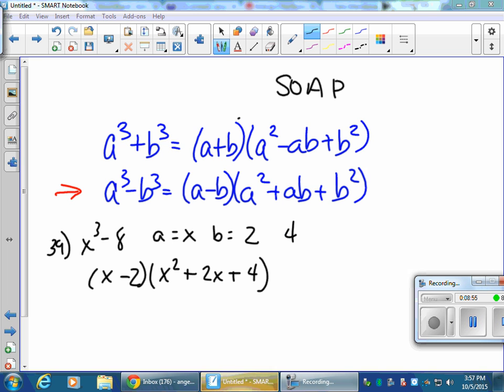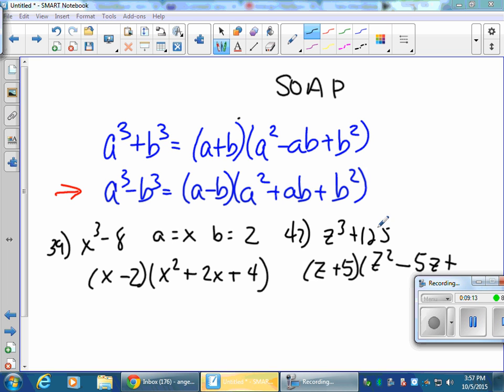42 is z cubed plus 125, so it's going to be z plus, what cube gives you 125? It's 5. So z plus 5, and then it's going to be z squared minus 5z plus 5 squared, which is 25, and that's how 42 factors.